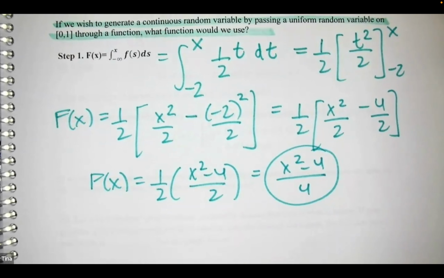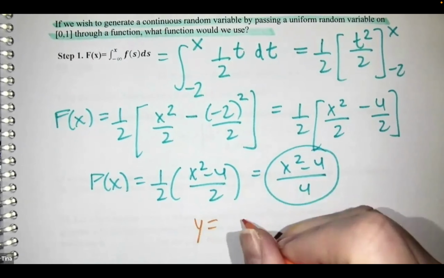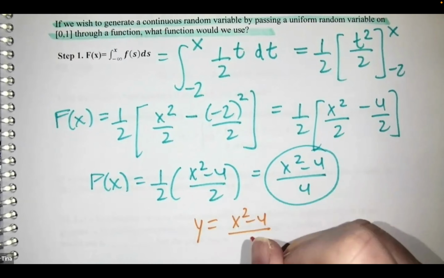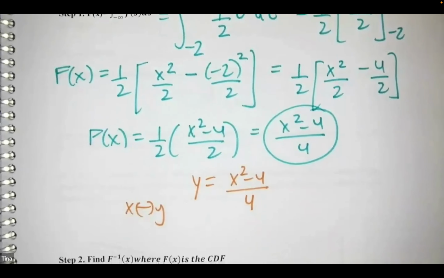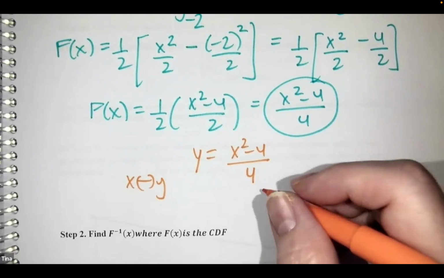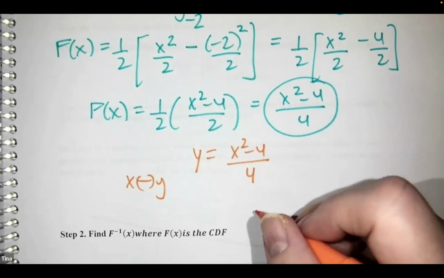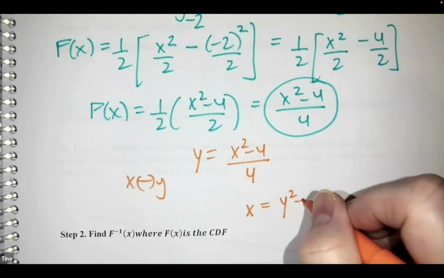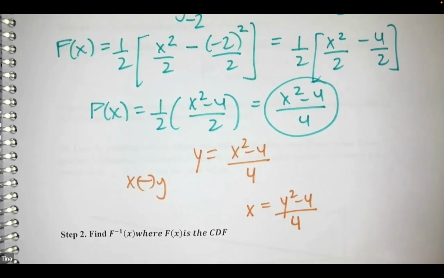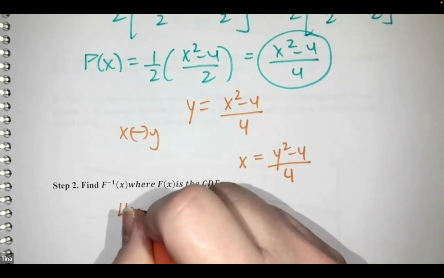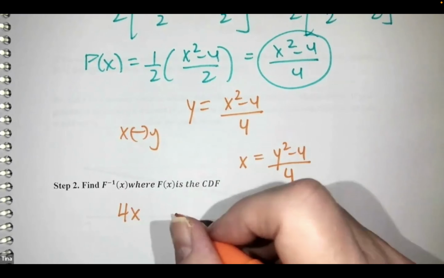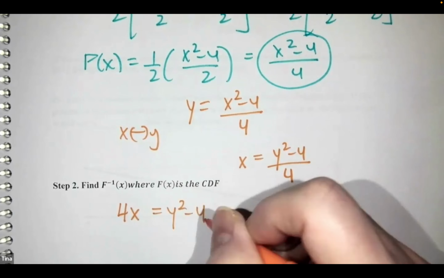So if that's your function, think of that like y equals. So do you remember in calc last semester to do the inverse? Do you remember we would switch x and y and then solve for y? So to find the inverse of this, I would say x is y squared minus 4 over 4. Cross multiply. So 4x equals y squared minus 4.